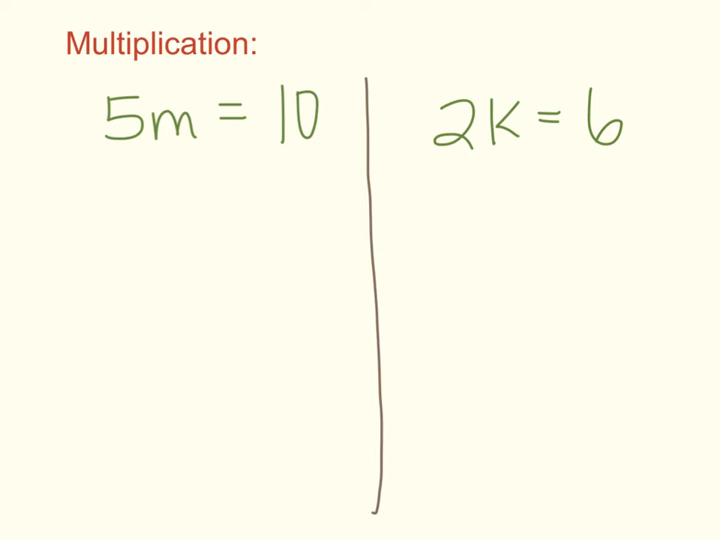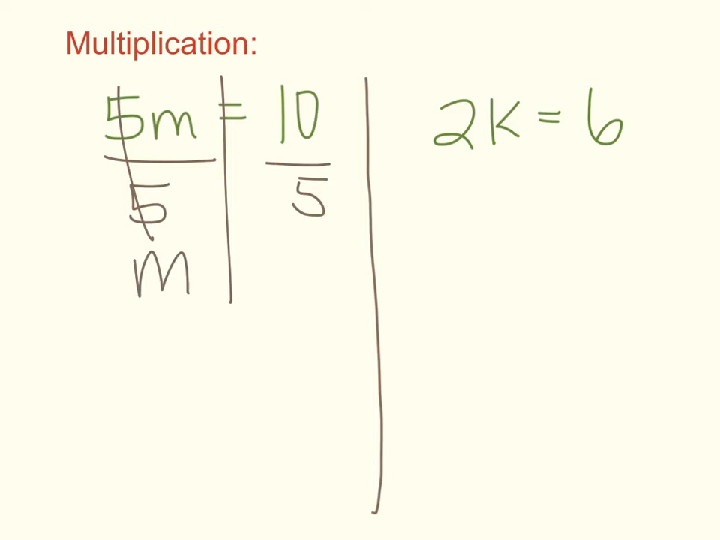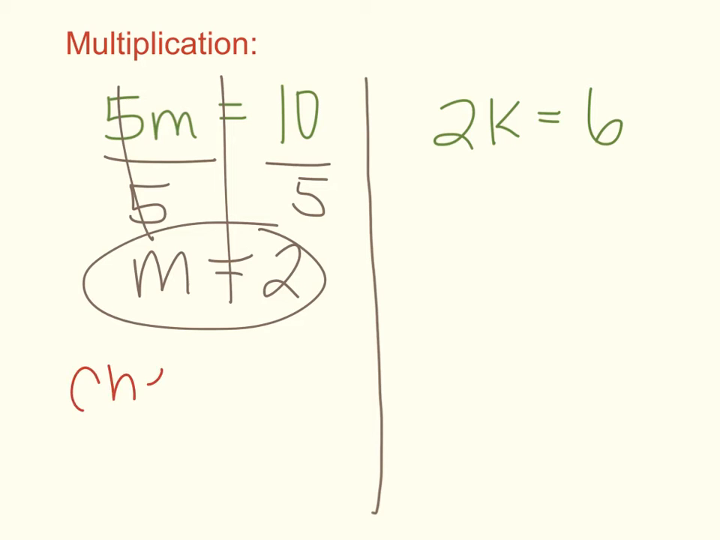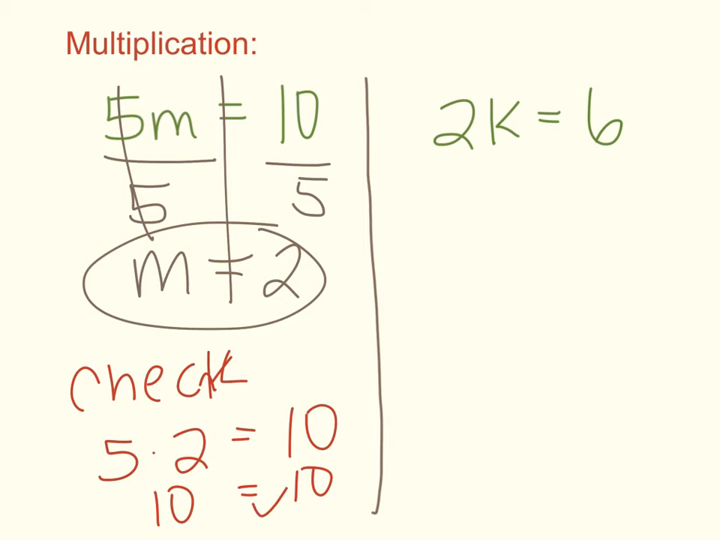If you look at multiplication, you'll see that we have 5 times m. Remember that when a number is next to a letter, that means multiplication. So the inverse operation of multiplication would be division. So we're going to divide by 5 on both sides. So we have m equals 2. We're going to substitute 2 in for m to do our check. So if we do 5 times 2, that should equal 10, and 5 times 2 is 10, so that checks out.